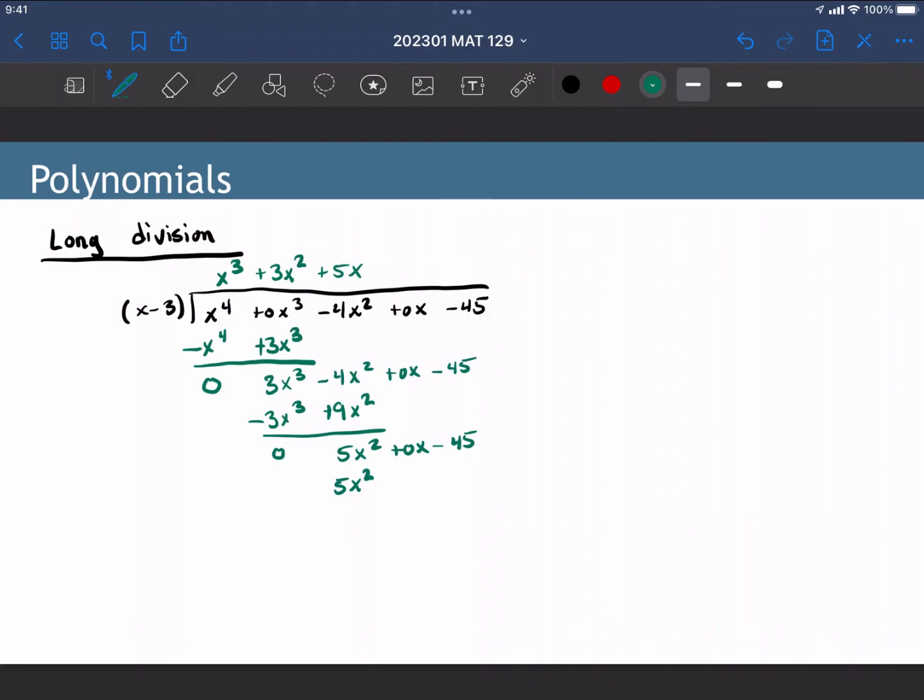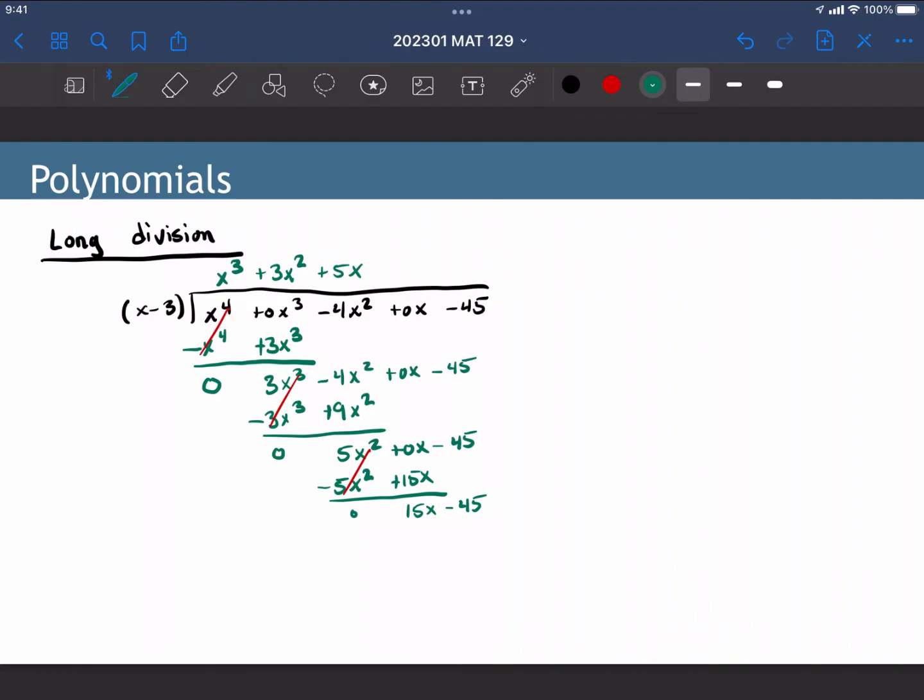5x times negative 3 is negative 15x. And then subtract, so sign change, sign change. And if you prefer, we can cross these out, right? I don't know. Don't need to, but makes me feel better. 15x minus 45. All right.